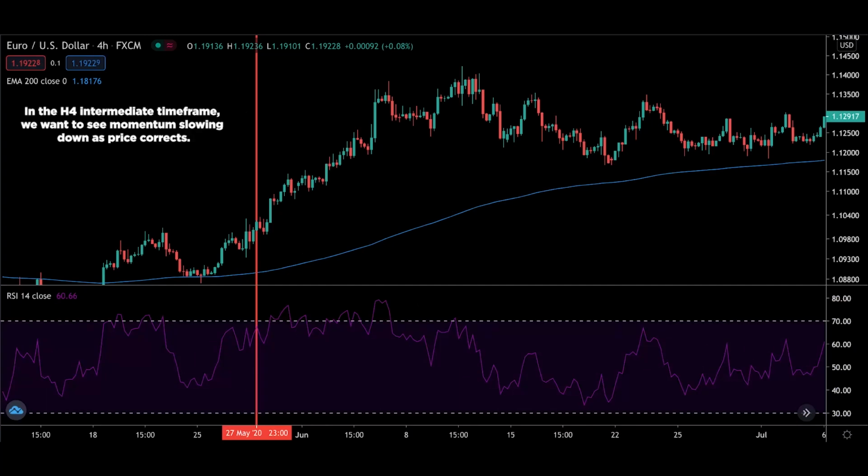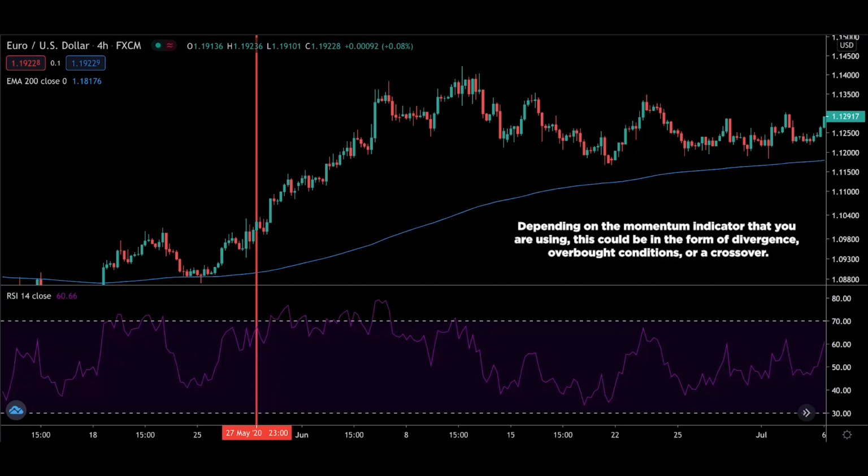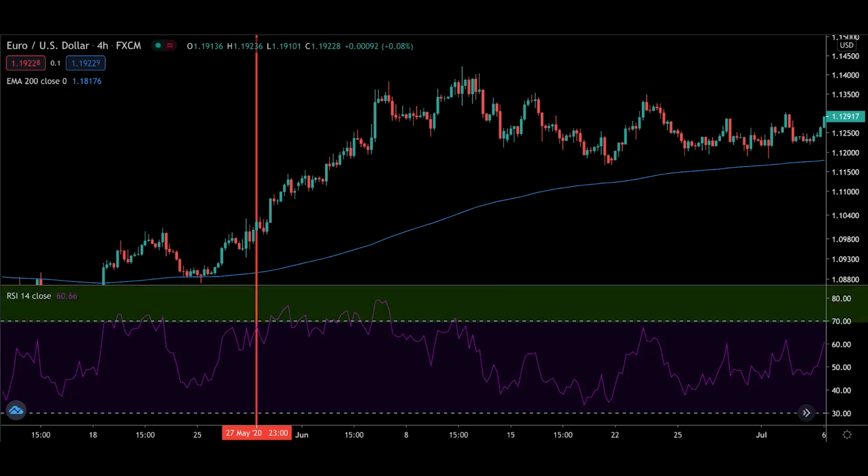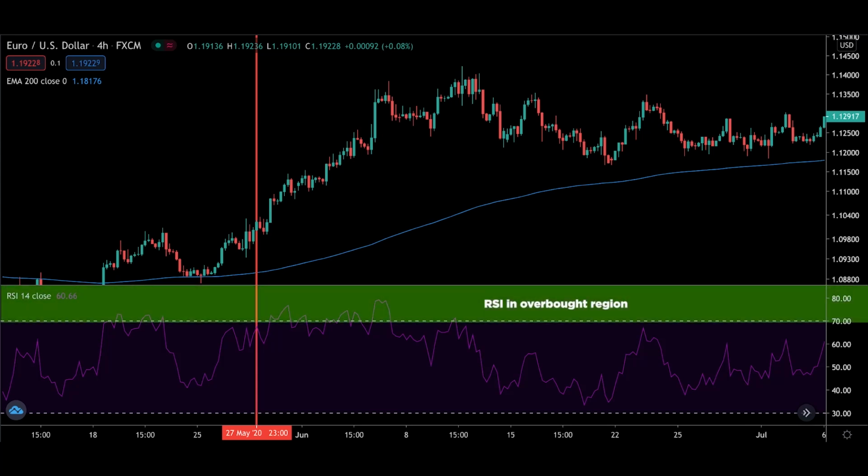In the H4 intermediate time frame, we want to see momentum slowing down as price corrects. Depending on the momentum indicator that you are using, this could be in the form of divergence, overbought condition, or a crossover. In this case, since we are using the relative strength index as the momentum indicator, we want to see a divergence or the relative strength index to be in the overbought region.